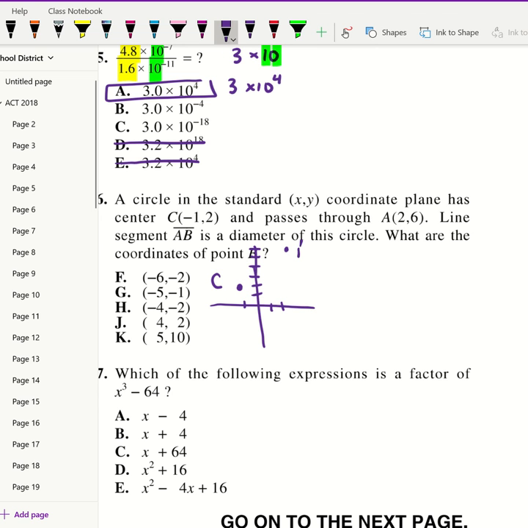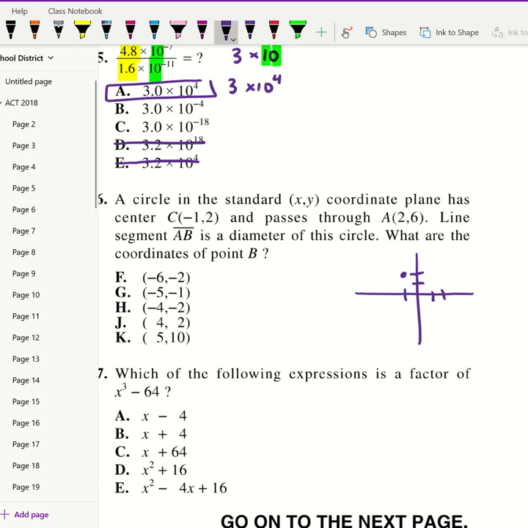Called point A. So I've got the circle here, and AB is the diameter of the circle. Oh, dang it, I did this problem wrong. Let's try it again. C is the center of the circle. Sorry about that. That's the center.